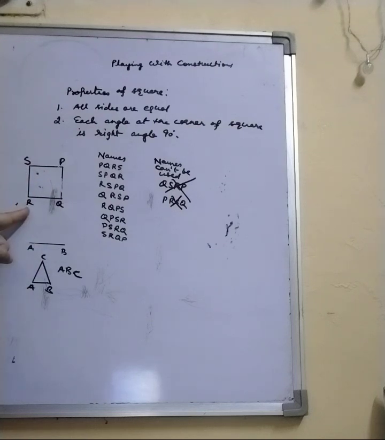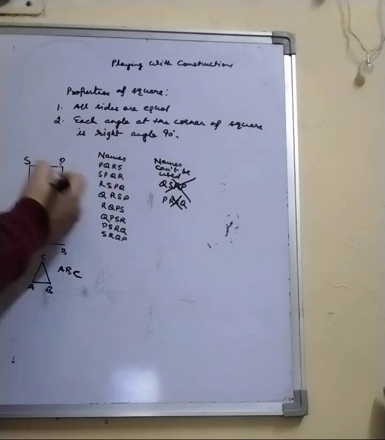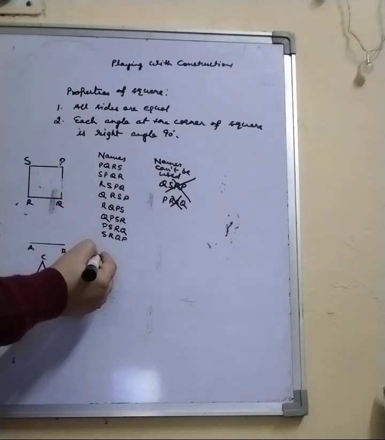P, Q, S, R is not correct because here you are going neither clockwise nor anti-clockwise. Let's see the rest of them. SPQR is correct. Then RSPQ is also correct. And QRSP, this is also clockwise. So all the other three are correct.